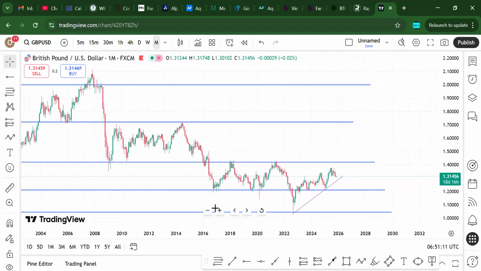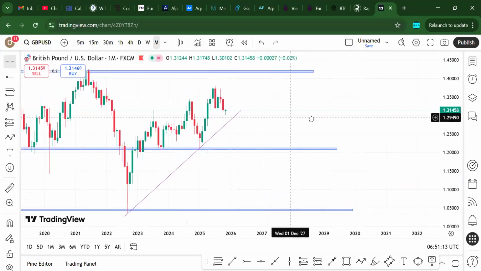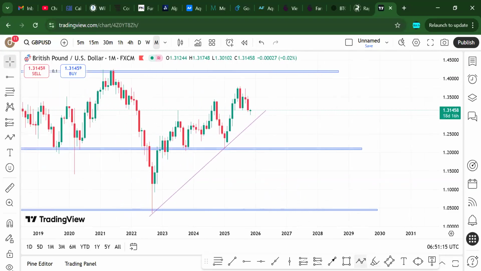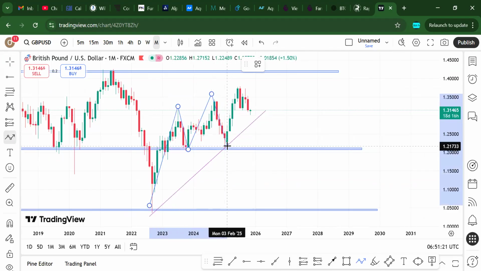If I'm to concentrate, let me zoom in a bit and concentrate on this part of the chart. You can see that it has been making higher highs, higher lows, higher high, higher low. It's made a higher high, and the market is currently retracing. So where do I think it's retracing to?